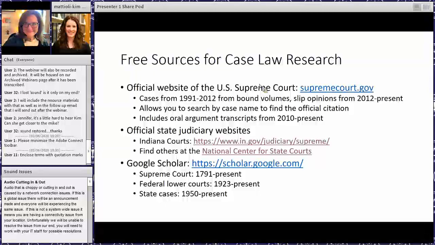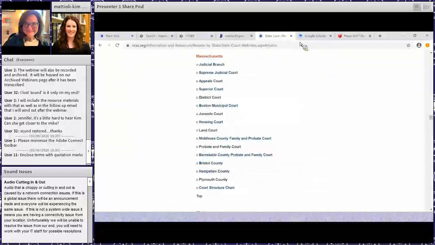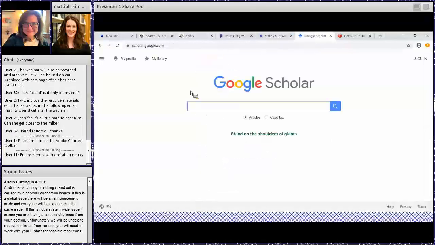So it has both state and federal cases. So you can search for cases from multiple jurisdictions as opposed to what I just showed you on the Indiana website, which only searches Indiana cases. I've put the dates from the different jurisdictions here on the slide. So Supreme Court from 1791 to present, federal circuit courts from 1923 to present, and then state cases from 1950 to present. So let's go to Google Scholar.